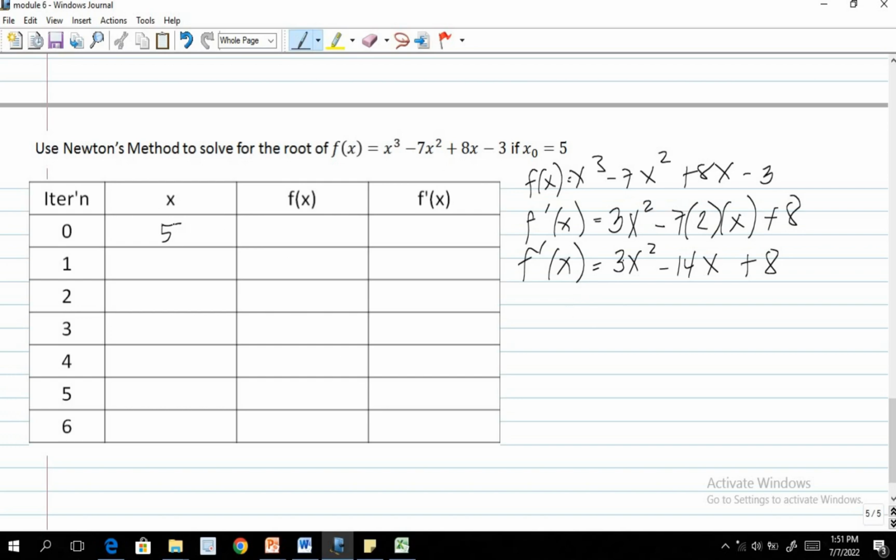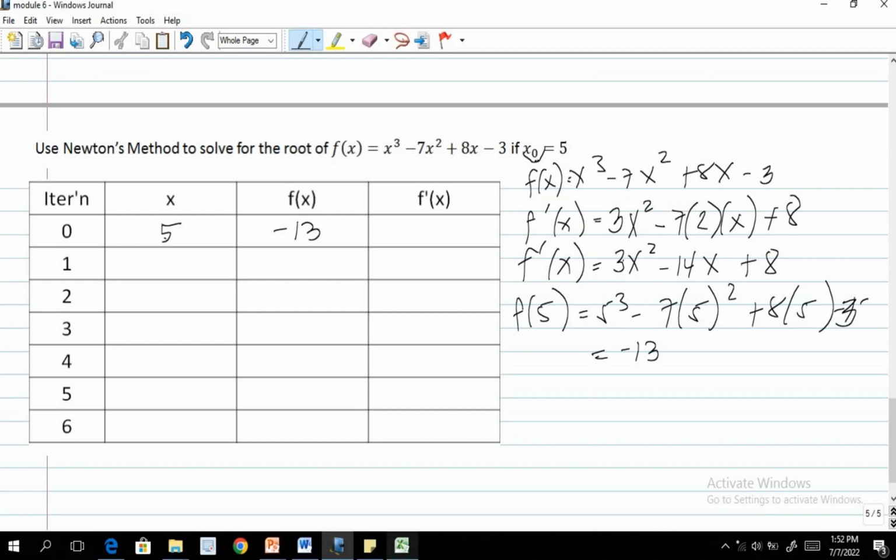Now, if x is equal to 5, where did we get the 5? It is given in the problem. The value of x at iteration 0 is 5. So if I substitute 5 into f of x, that is equal to 5 cubed minus 7 times 5 squared plus 8 times 5 minus 3, that is equal to negative 30. So my f of x here is negative 30.